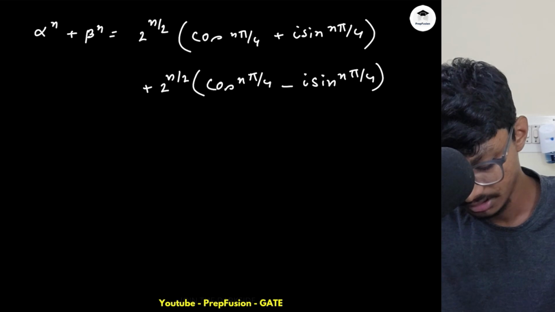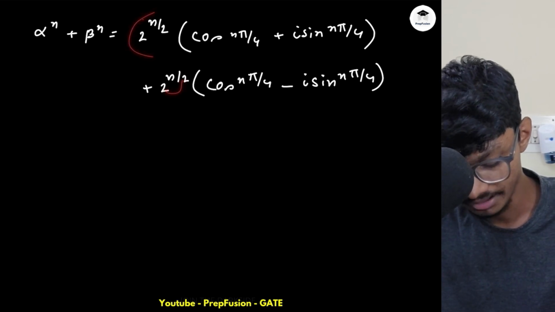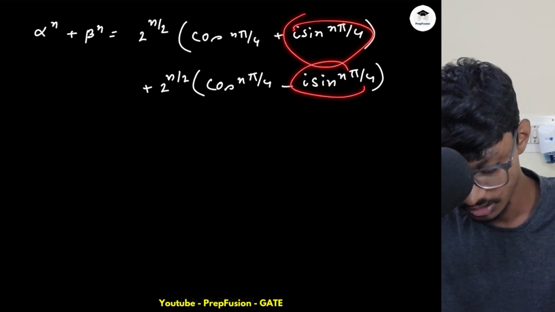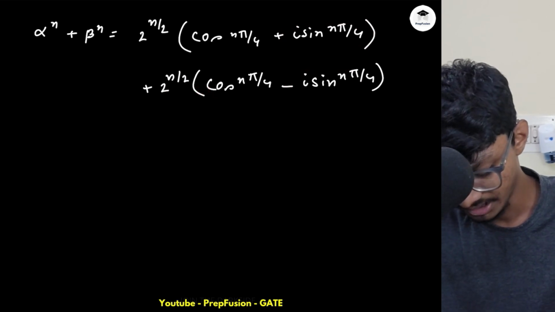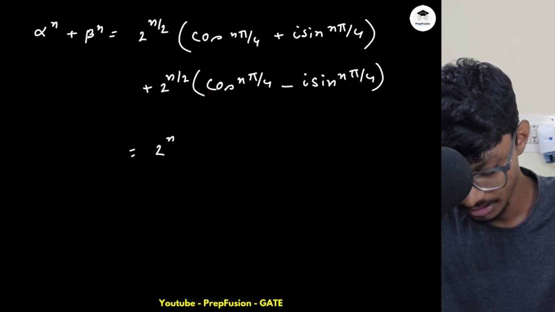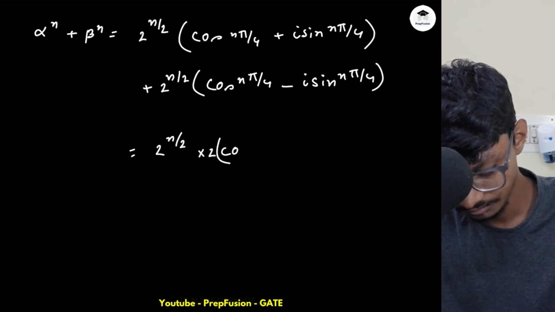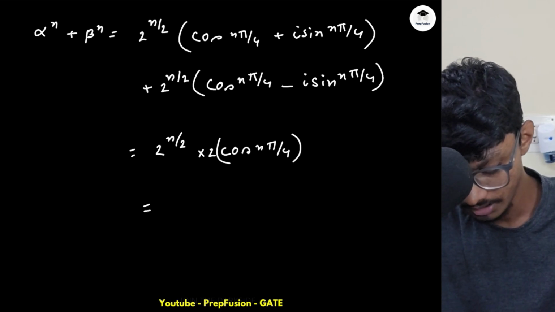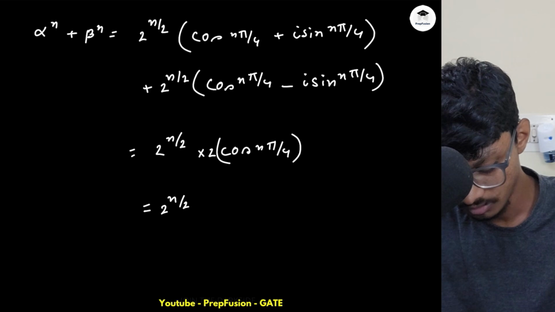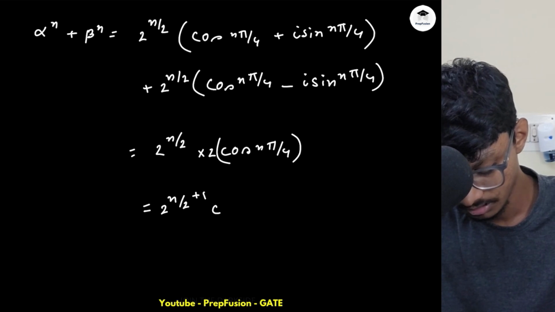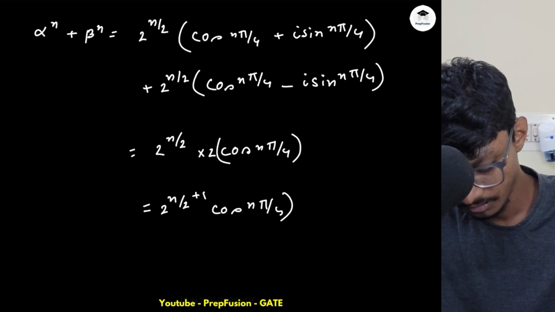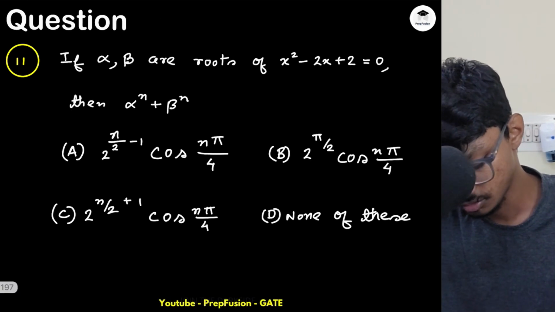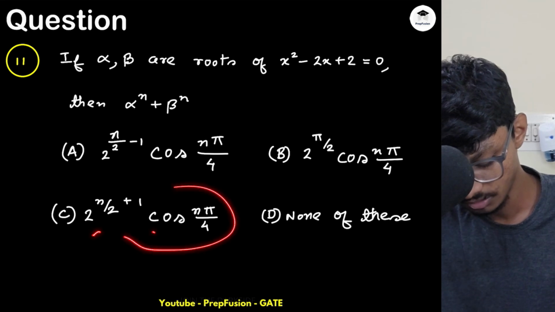What is happening is that if I take this 2 raised to power n by 2 common, the sine terms will get cancelled. So I will have 2 times this. My final answer will be 2 raised to power n by 2 times 2 cos n pi by 4. So this will be 2 raised to power n by 2 plus 1 times cos n pi by 4. This you can do with Euler's also.